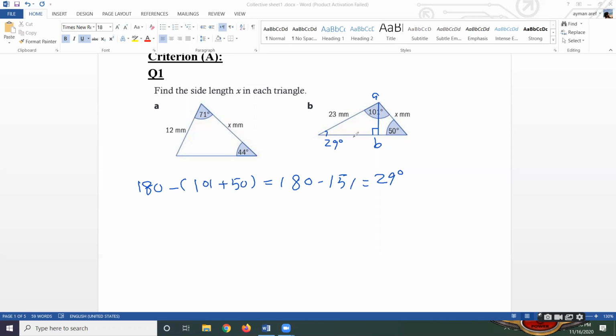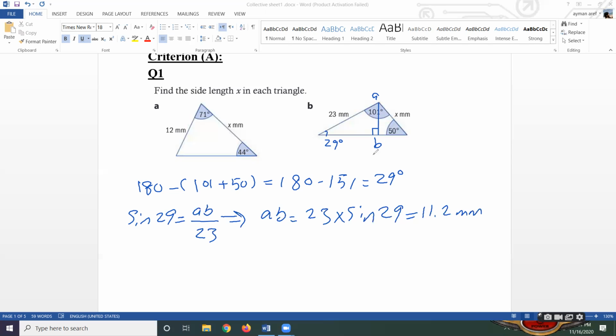Now we have the same idea, the rule linking the opposite and the hypotenuse, which is sine. Then sine 29 equals AB over 23. And from this one, AB equals 23 times sine 29. Then 23 times sine 29 will be 11.2 millimeter.